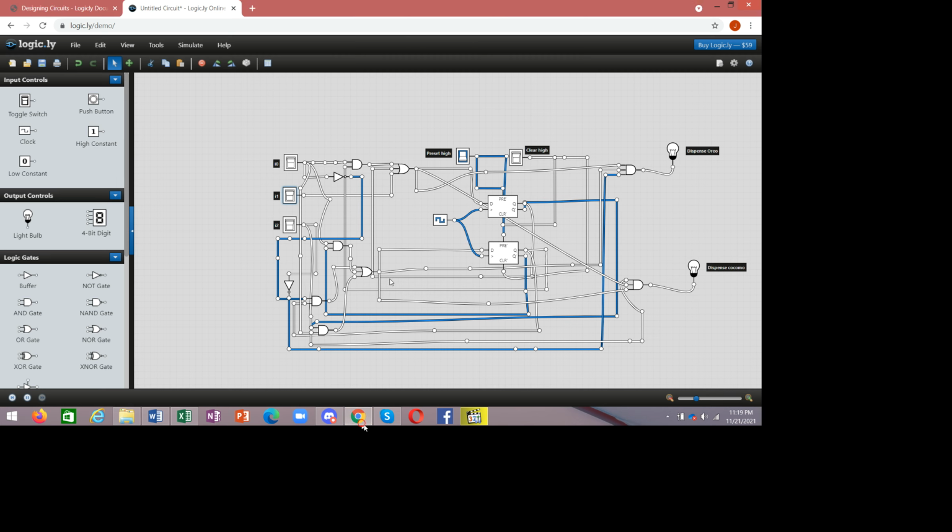Now coming to the simulation part. Here I designed it on logic.ly. There are these three switches, I0, I1, I2, which show the three inputs, and these two bulbs show that the bulb which glows means that item is dispensed. As you can see, when we click both I0 and I1, these both are blue.